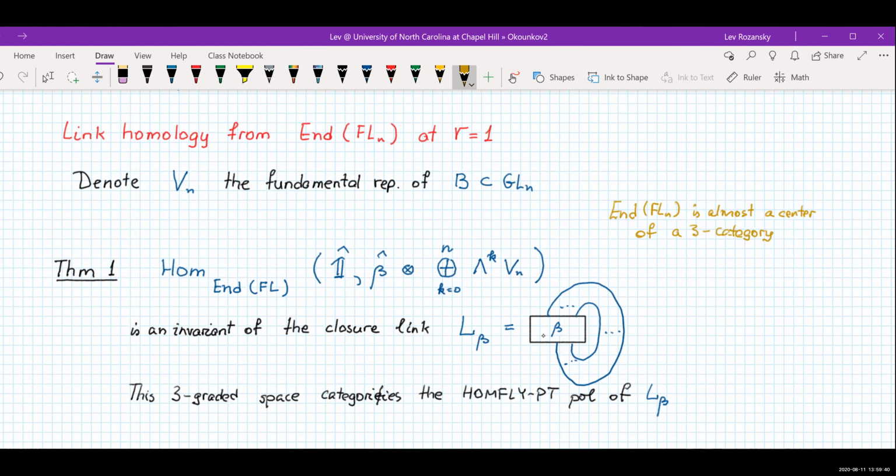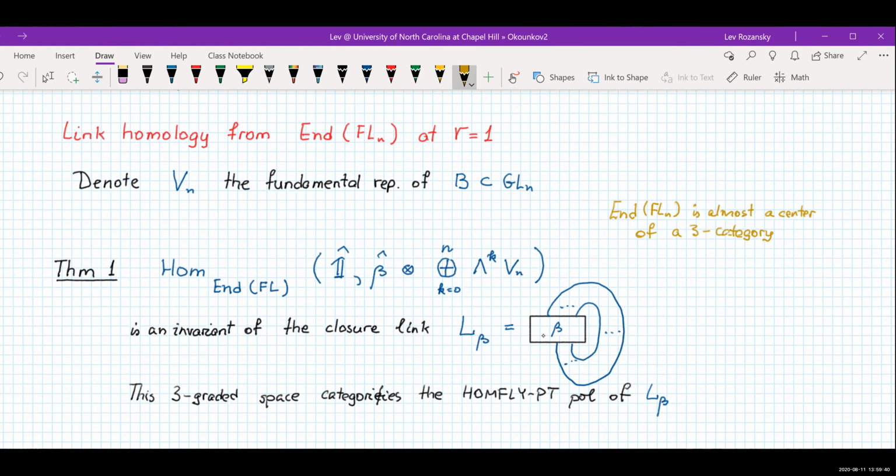The trouble is with the second Markov move. Here I show you the picture, what the second Markov move says. Take braid beta, add to it an extra strand, which does not participate in the braid, and then cross it with the nth strand of beta. That's the green square where this crossing happens.